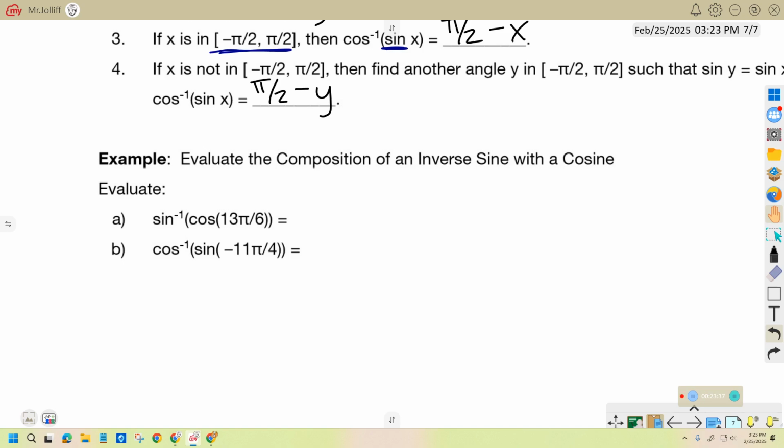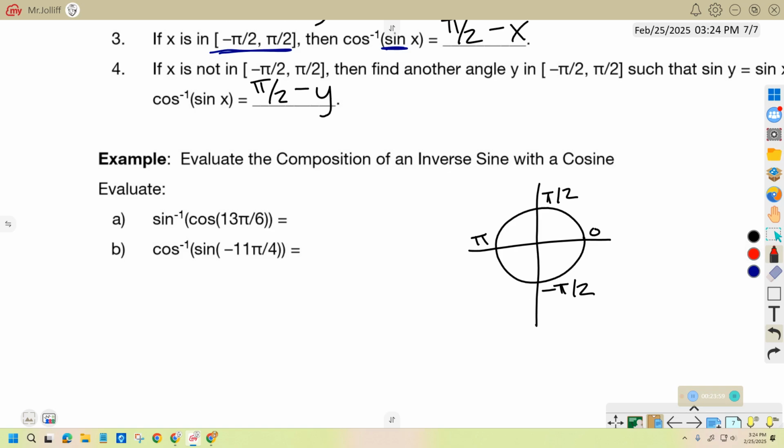All right, so we got 2. First one is sine inverse of cos of 13 pi over 6. So draw the unit circle. Look at the inside function. What is my inside function? It's cos. Cos is from 0 to pi in my shaded area. It's where I need my angle to be. If it's not, I have a problem.